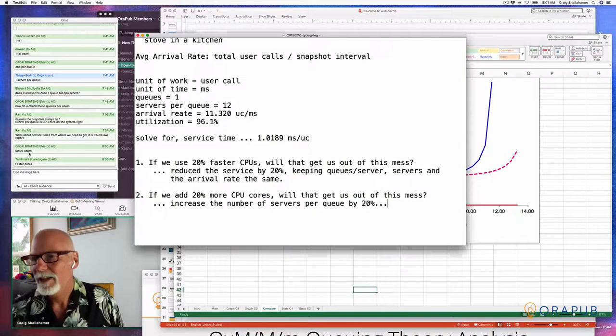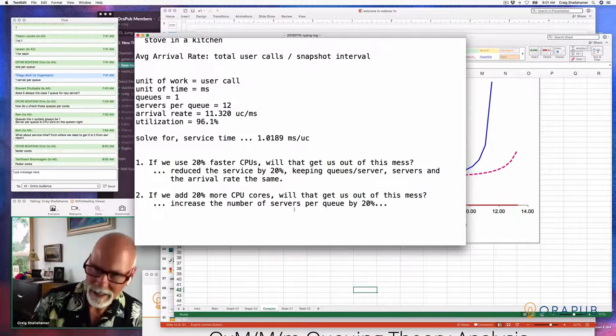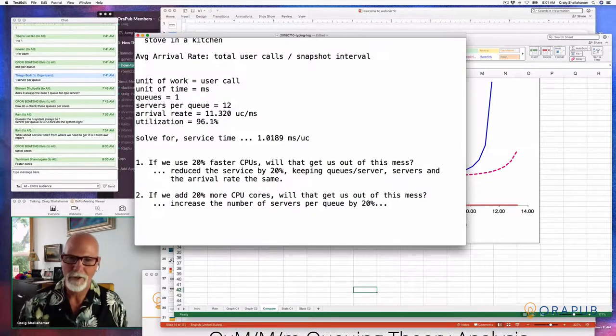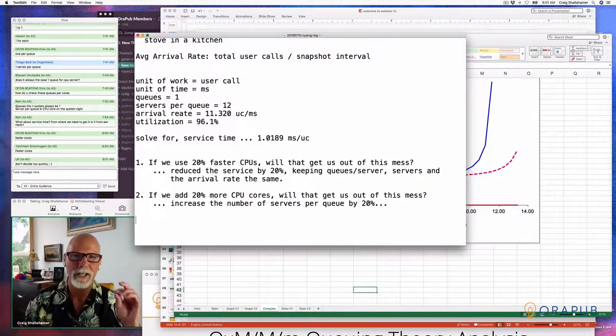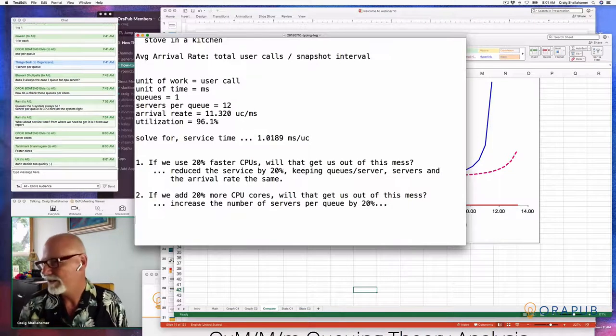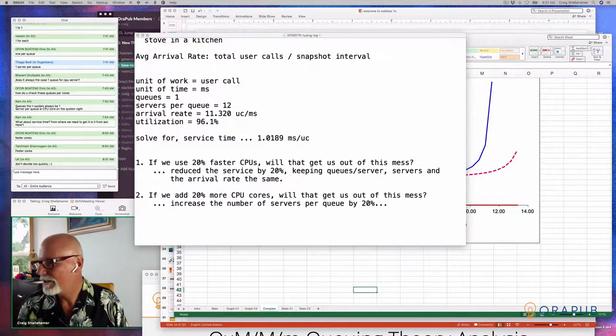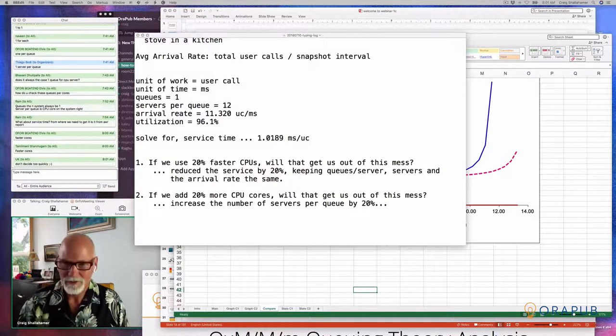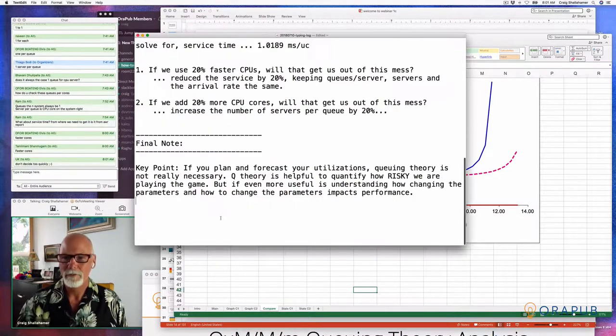Faster or more? Which is better? I want you to compare those. And I'll tell you, the answer is not as simple as just saying faster or more. There's a discussion; there's more to it than that. All right, so we're coming to the end here. I just want to make a final note, and then we'll be done.